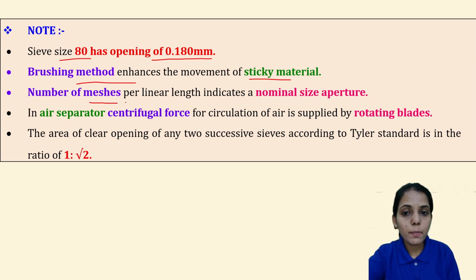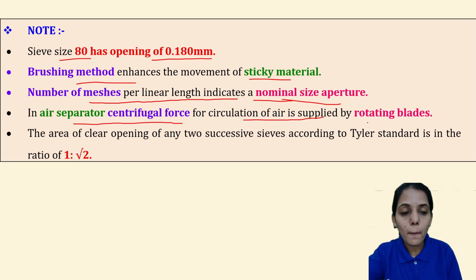Number of meshes per linear length indicates the nominal aperture size of the sieve. So a sieve has a sieve number and the size of its aperture. For example, if it is 80 mesh, the number of meshes, that is 80 per linear length, indicates the nominal aperture size. In an air separator, the centrifugal force for circulation of air is supplied by rotating blades.